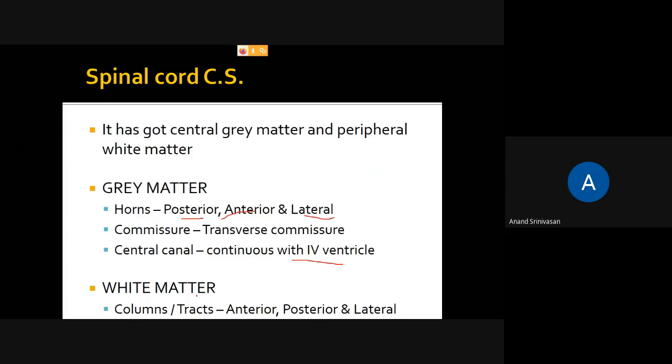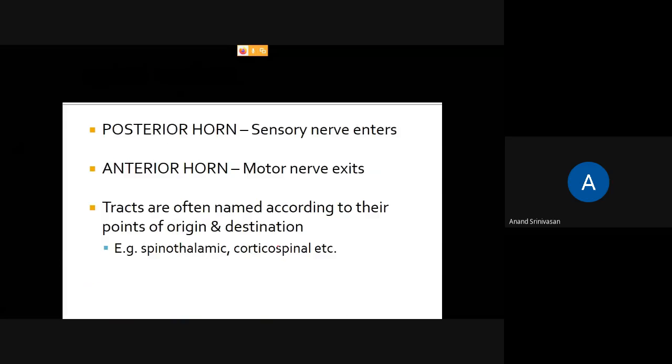The white matter has columns: anterior, posterior, and lateral columns. So this is about the gray matter and the white matter. The gray matter has horns, whereas the white matter contains columns.